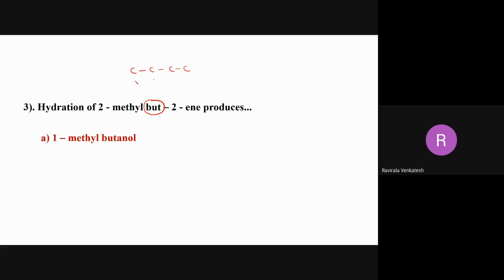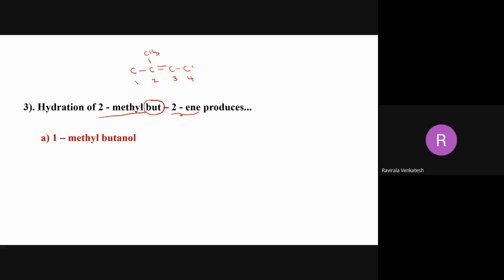Now write the numbering. Whenever you write the structure, you can give numbering as you wish, from right hand side or left hand side. Now put on the second carbon a methyl. Second carbon is having methyl. Next, 2-ene means the double bond is present on the second carbon. So the double bond is present on the second carbon like this.